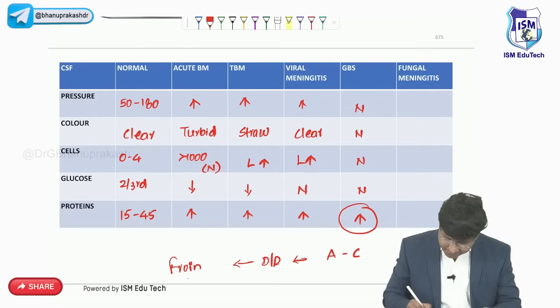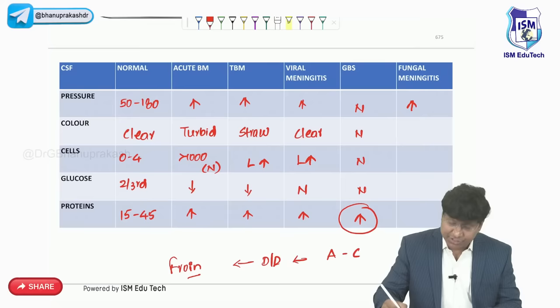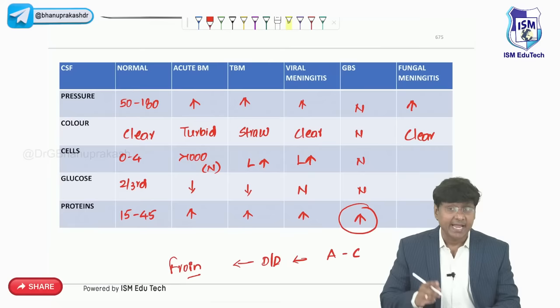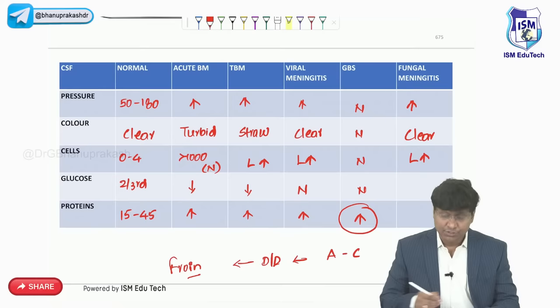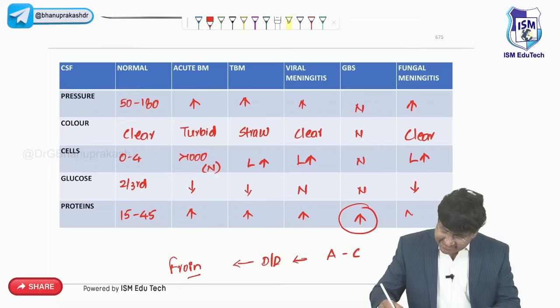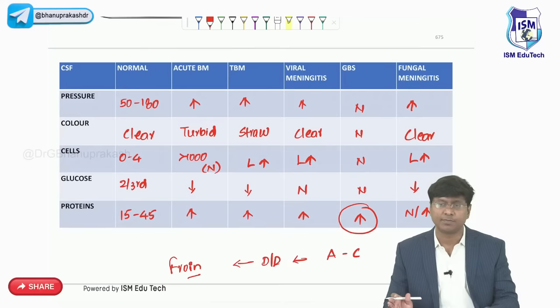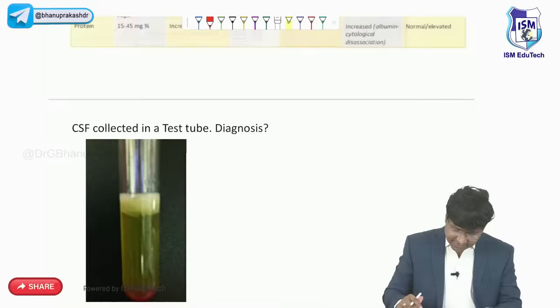Next, coming to fungal meningitis, the CSF pressure will be elevated, the CSF will be clear, and how will the cells be? Lymphocytic predominance will be there, sugars will be utilized by the fungal growth, and your CSF proteins will be normal or elevated. When you take CSF in early stages, the proteins will be normal, but later the proteins are elevated. Okay, right. So that is about the CSF picture in all the forms of meningitis.